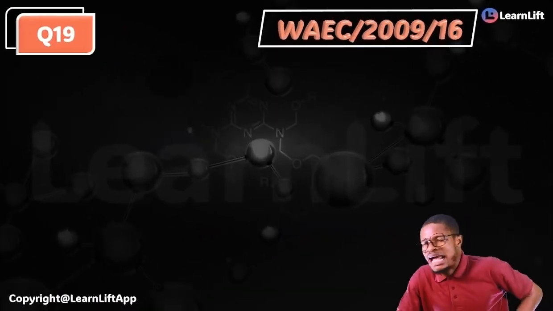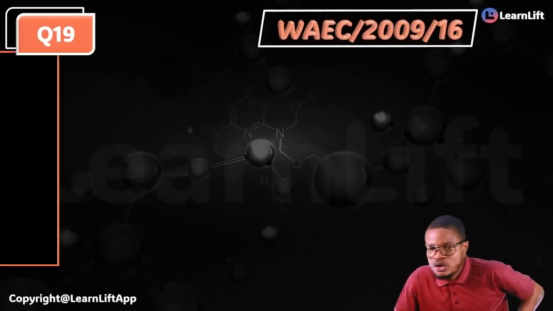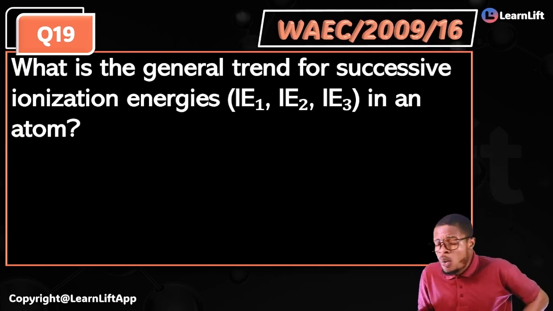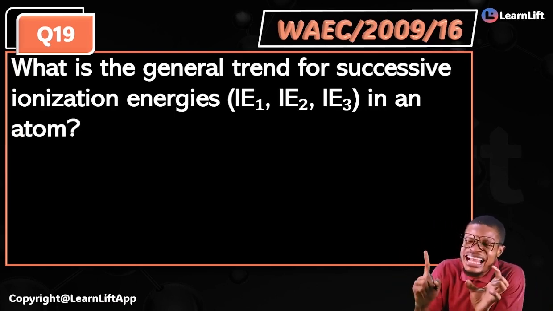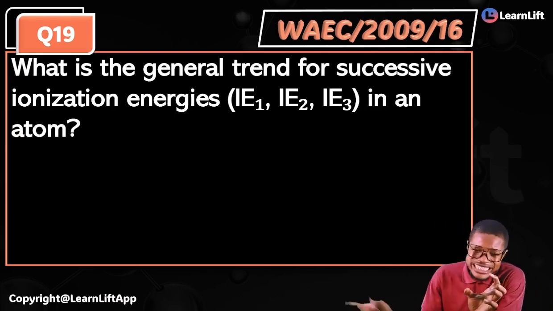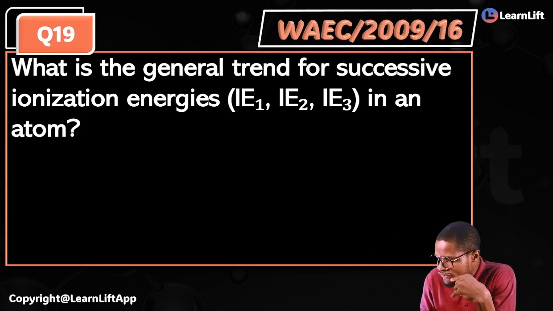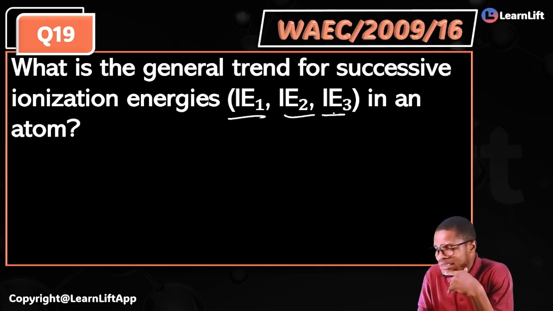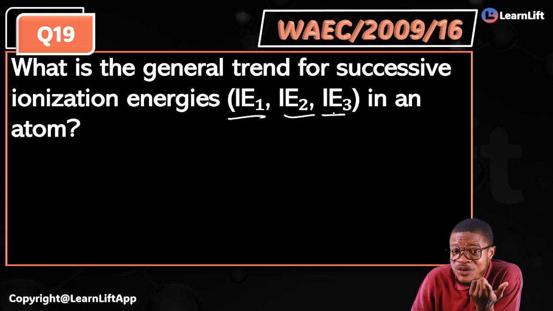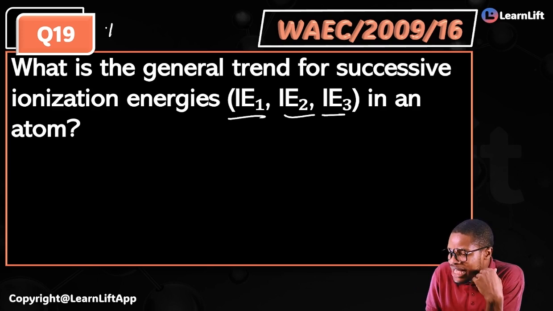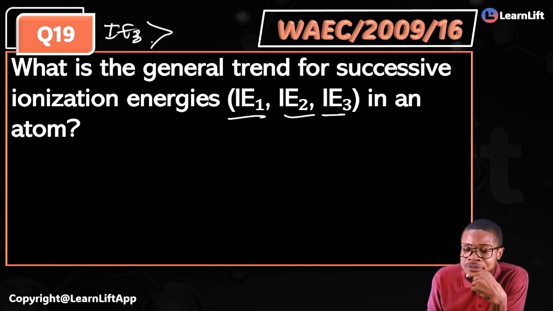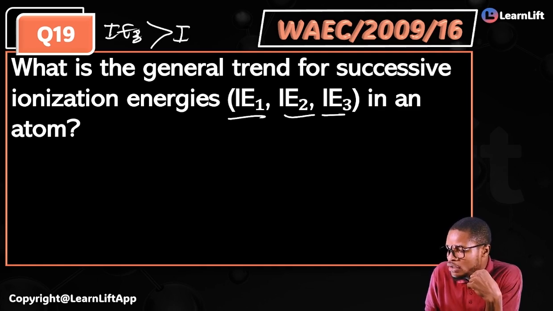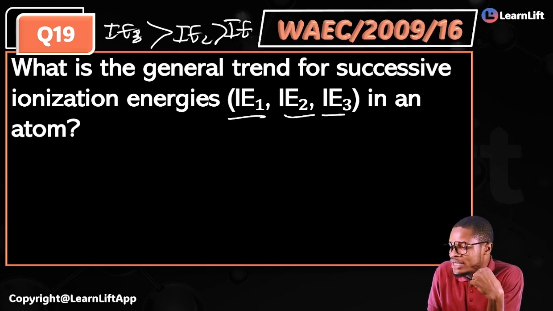Look at this question that was asked. WAEC 2009 question 16. The question says, what is the general trend for successive ionization energy? Your first ionization energy, second and third in an atom. What's the general trend? I gave you, beautiful. I told you that your third ionization energy is greater than your what? Your second ionization energy. It is greater than your what? Your first ionization energy.